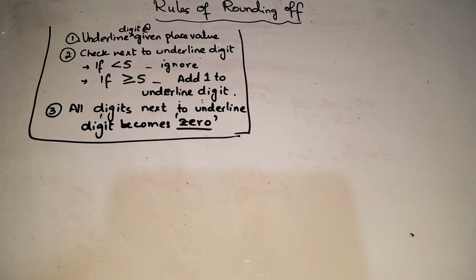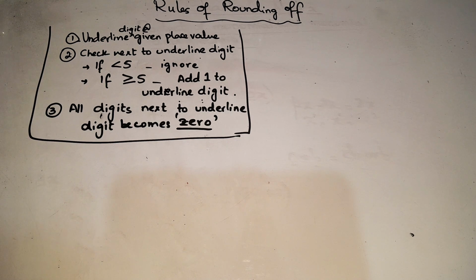First step is underline the digit at given place value. Which given place value? Whenever there is a question of rounding off, there are 2 things which are given in the question. One is the number which you need to round off, and another is the place value till which you need to round off. So I'm talking about that place value. So underline the digit at the given place value, the place value which is given in the question.